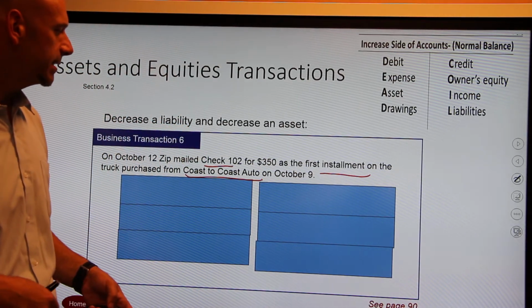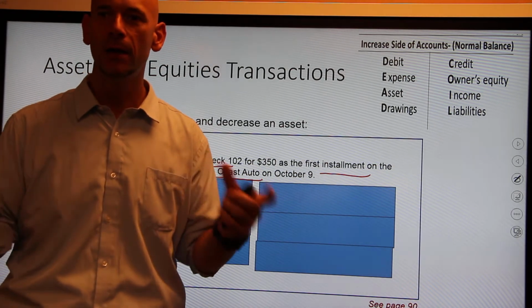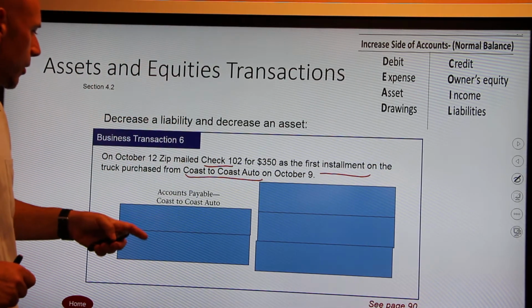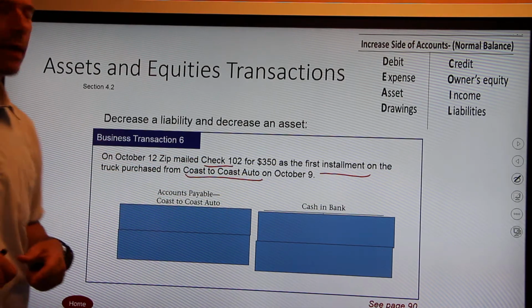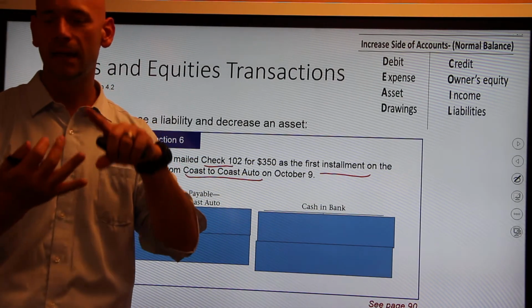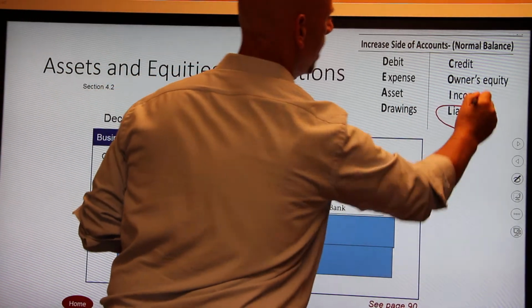So the one account that we said was cash. The other thing is the account that shows how much money we owe is called accounts payable. So these are our two accounts. Accounts payable, coast to coast, and cash in bank. Let's start with accounts payable. Is it an asset? Is it a liability? Is it owner's equity? Accounts payable is a liability. Shows how much we owe.